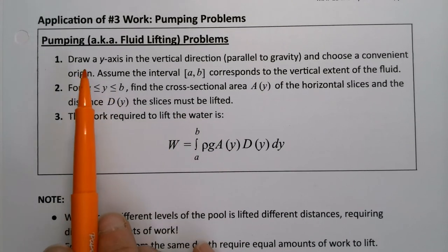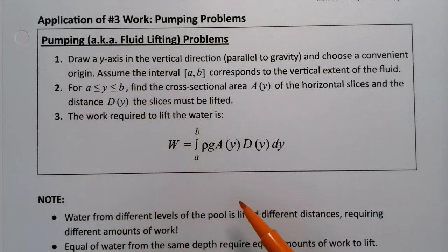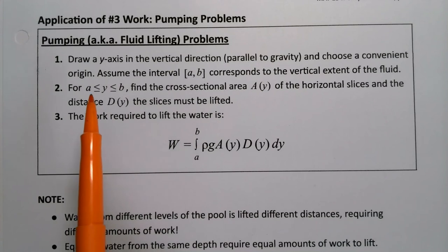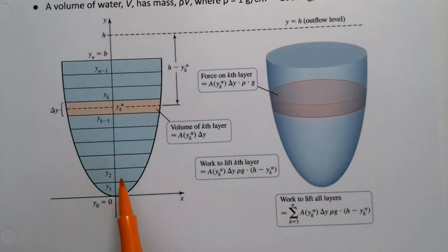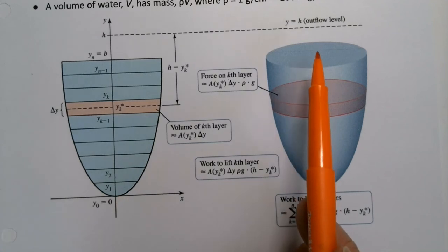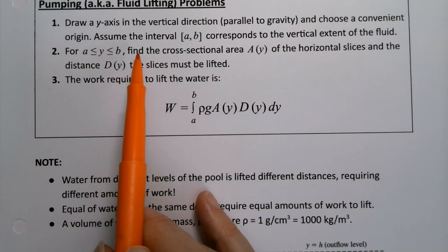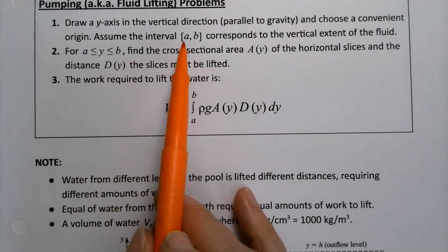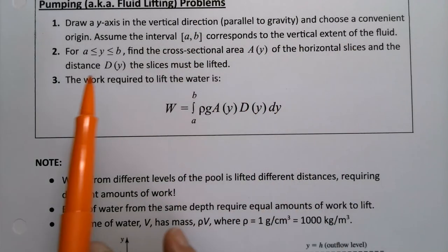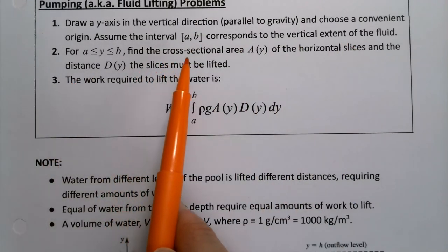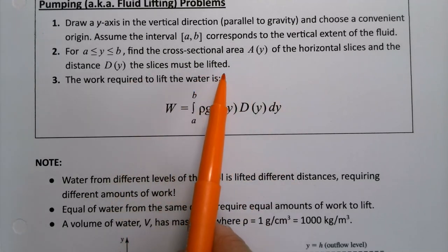What we'll do is we'll draw a y-axis in the vertical direction, of course parallel to gravity, because gravity pulls downward. And we're going to choose a convenient origin. Usually it's at the bottom of the tank, down here, or at the top of the tank up here. It's one of those two. And then assume the interval a is less than or equal to y, which is less than or equal to b, corresponds to the vertical extent of the fluid. And then you have a cross-sectional area of the horizontal slices and the distance that the slices must be lifted.